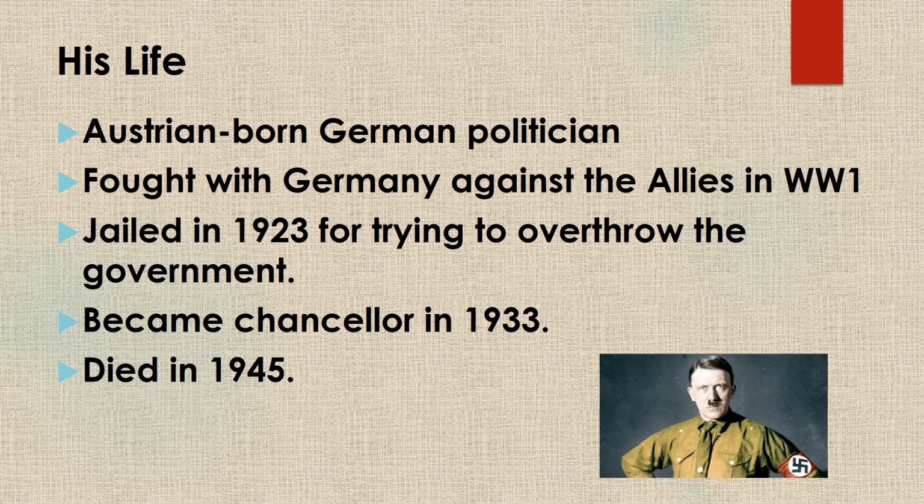Over the years, he felt a want, a desire to build up his power and to become very powerful in Germany. After World War I, he will try to get rid of the government that was present in Germany back then. In 1923, he was actually jailed for trying to overthrow the government. But somehow, in 1933, he became the chancellor. So 10 years after being jailed, he will become one of the most influential figures in Germany. We'll find out the reasons why later. And in 1945, with the coming of the end of World War II, Hitler will pass away.